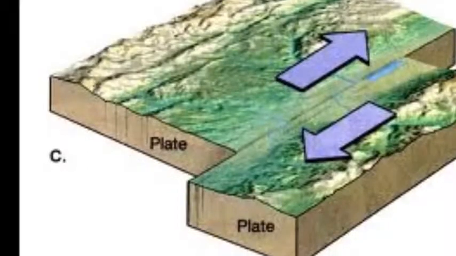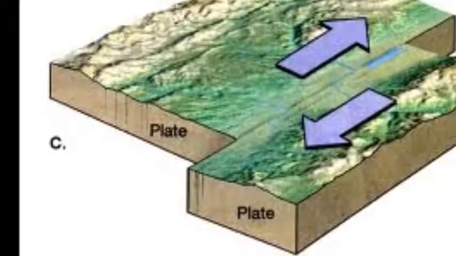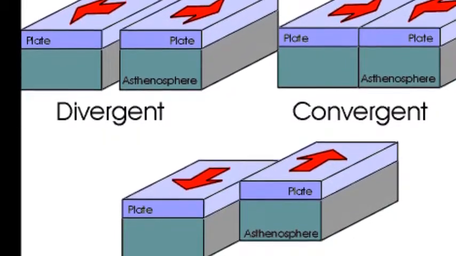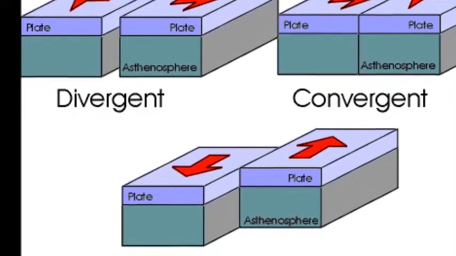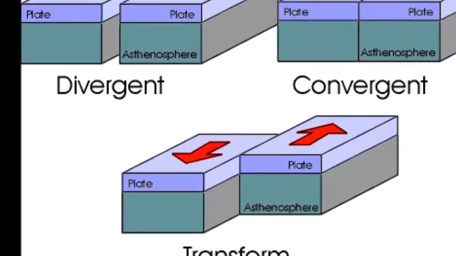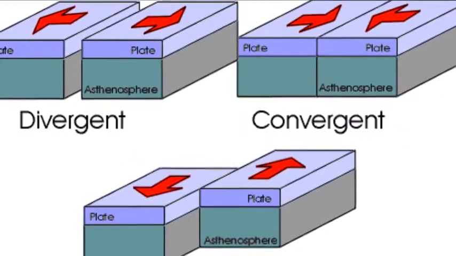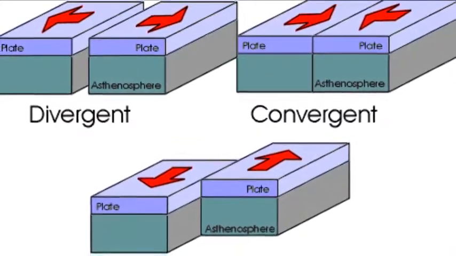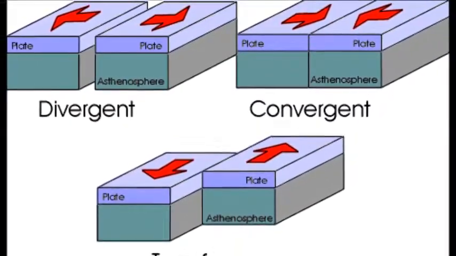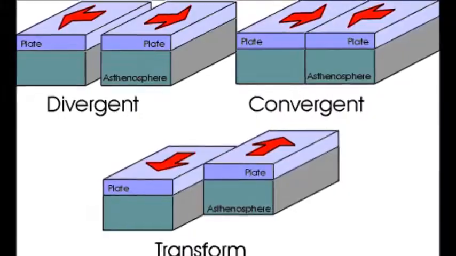Join us for the next part where we will be looking at each plate movement separately. Number 1, divergence. Number 2, convergence. And number 3, transform fault margins.